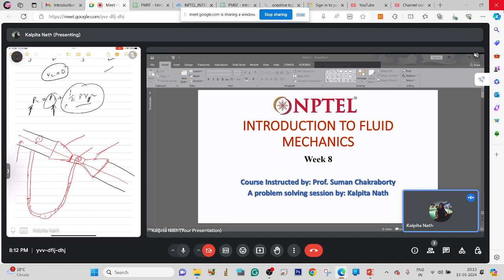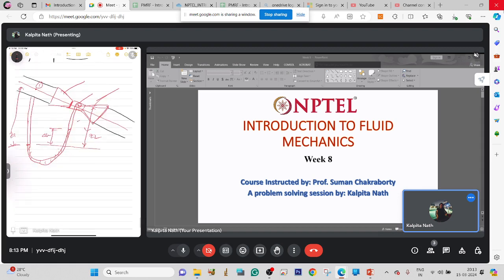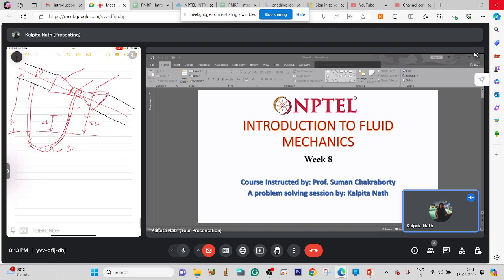Let's suppose this is Z1, and this distance is Z. If we extend it up to the point here, this is Z2 and this is del H. This is the density of the mercury.